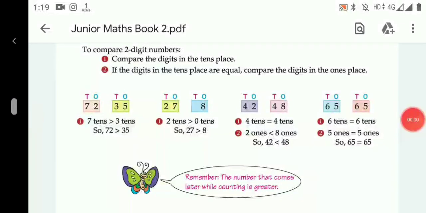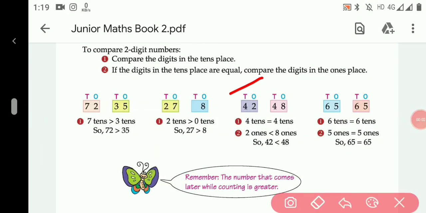Now look at example 3, 42 and 48. First we will compare the digits in the tens place, which is 4 and 4. Both digits are equal, so we have to follow the second step, which is to compare the digits in the ones place. Here the digit is 2 and here the digit is 8. So which is greater? 48 is greater, so we will put the sign towards 48.